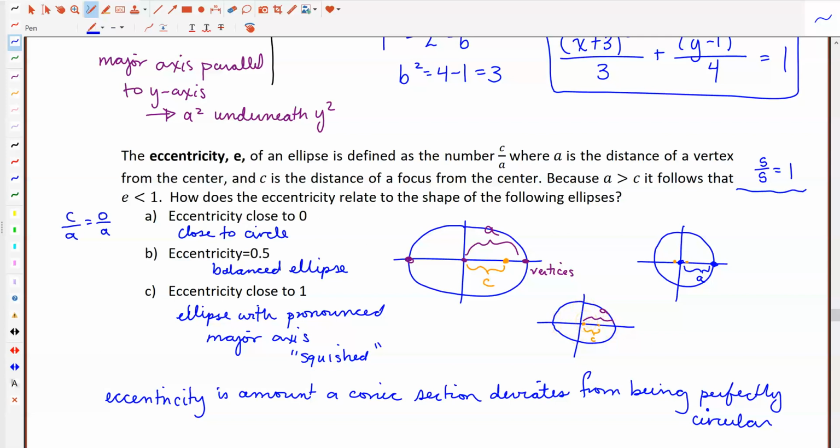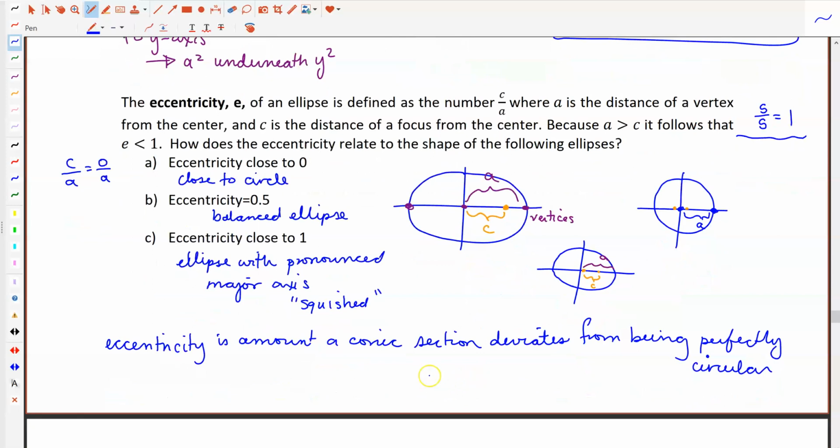Okay, so when we're looking at these conic sections, we can compute for the different conic sections how close they are to being perfectly circular. And maybe it's helpful to know that for a circle, its eccentricity is 0. So the closer it gets to 0, the closer it gets to looking like a circle. The farther away it gets from 0, the more it starts looking like other shapes.